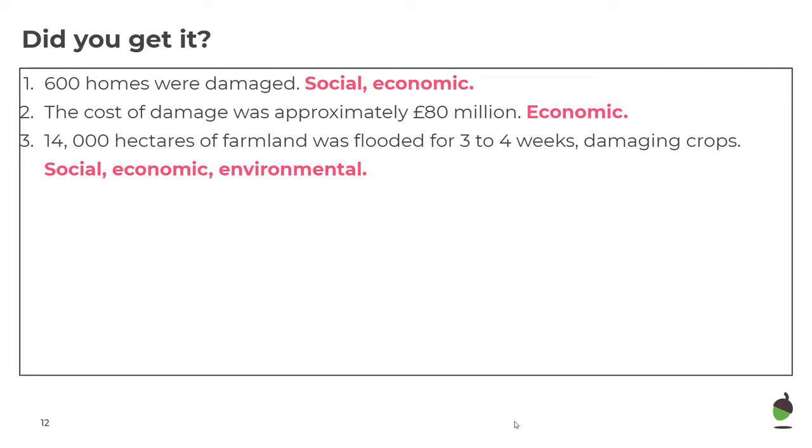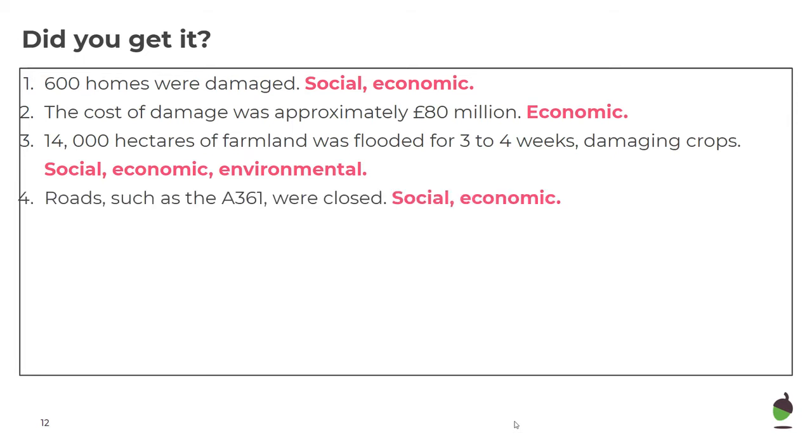So this would be social, economic, and environmental. Social because it can affect food supplies. Economic, because farmers can no longer sell their crops for income. And environmental, because the physical plant itself is damaged and the soil quality can be affected. Number 4. Roads such as the A361 were closed. So this is social and economic. It's social because it prevents people accessing schools and work and other places that they need to be. And it's economic because it also makes it very difficult for businesses to function.